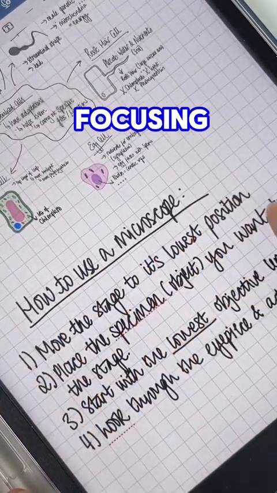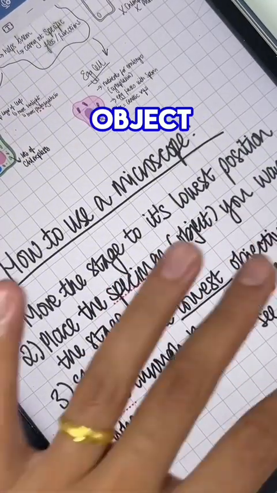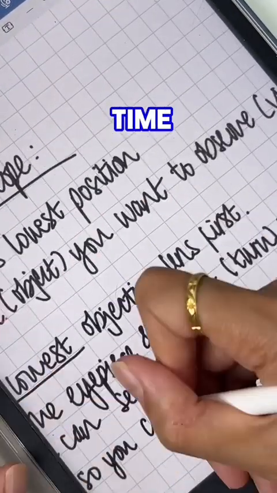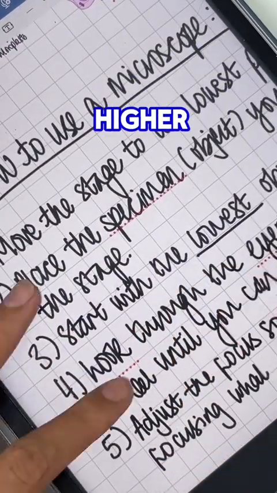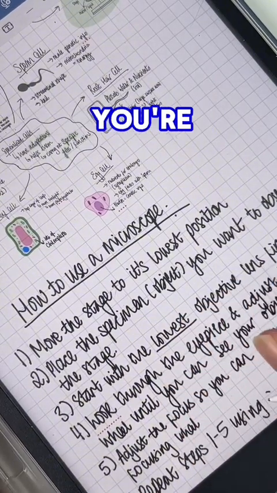Now the coarse focusing wheel is the one that helps to move the stage up or down. So now you're able to actually see the object, but you want to see it in a bit more detail. You want to see it so it's a bit clearer. This time you're going to adjust the focus using the fine focusing wheel, and then repeat these steps using a higher magnification objective lens.